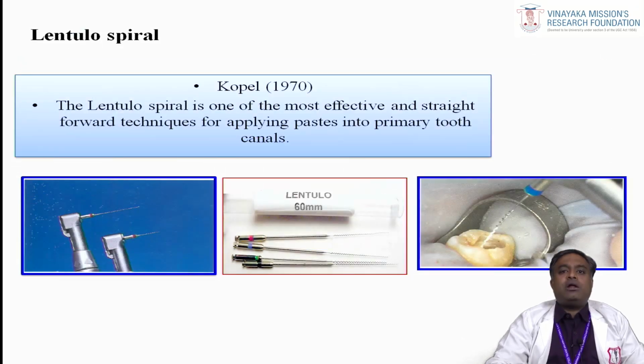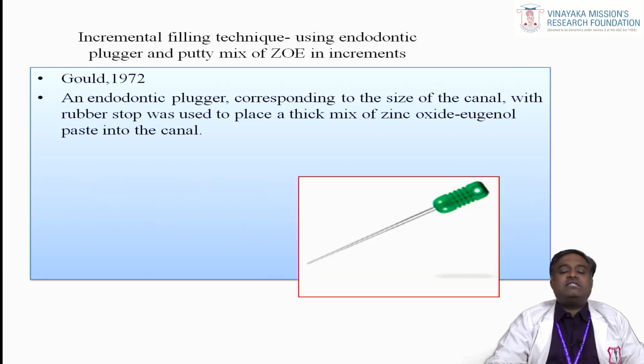Next is lenturospiral, which was given by Koppel in 1970. The lenturospiral is one of the most effective and straightforward techniques for applying the paste in primary tooth canals. Next is the incremental filling technique, using the endodontic plugger and pulpectomy of ZOE in increments. It was given by Gold in 1972. An endodontic plugger corresponding to the size of the canal with a rubber stop is used to place the thick mix of zinc oxide eugenol paste inside the canal.